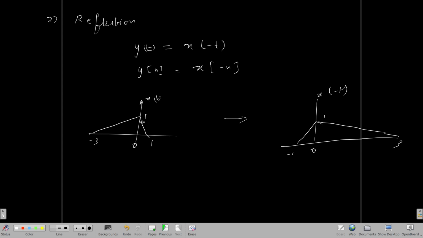We are just flipping the signal along the y-axis, that is, flipping the signal about the time origin. A simple operation, flipping, is called reflection. It is like taking a mirror reflection of the signal, with the y-axis as the mirror. Now, what is the significance of the y-axis? The y-axis means t is equal to 0.